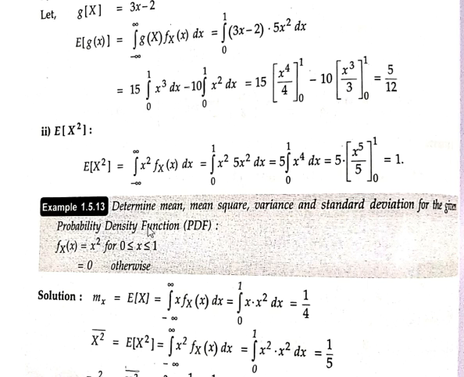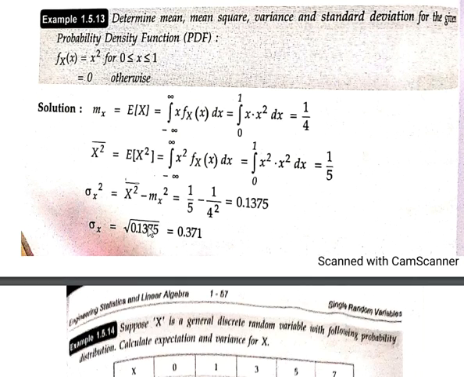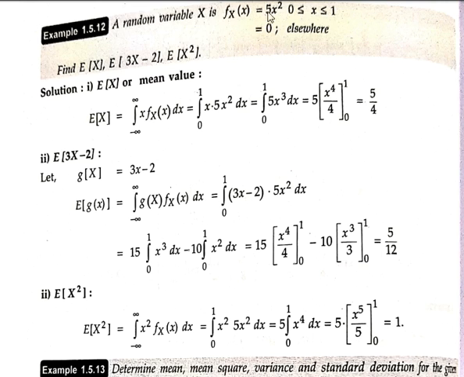So let's see this problem. A random variable x has fx of x equal to 5x squared, wherein x is between 0 and 1 and it is 0 elsewhere. So find the expectation E of 3x minus 2 and E of x squared, which gives the variance. To find this, the second order moment, E of x squared, we first need E of x, which is nothing but the mean value.